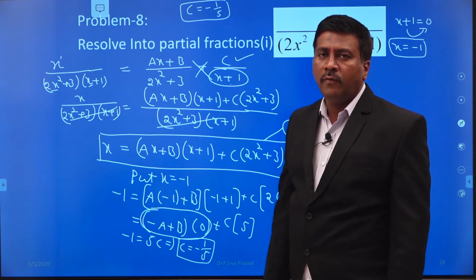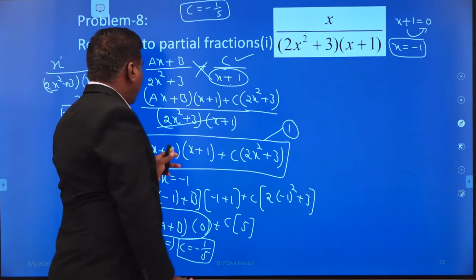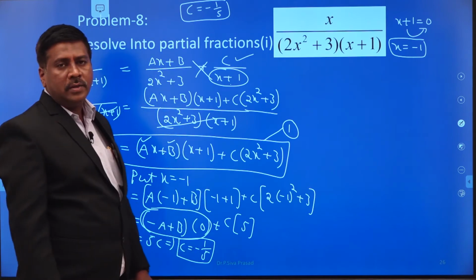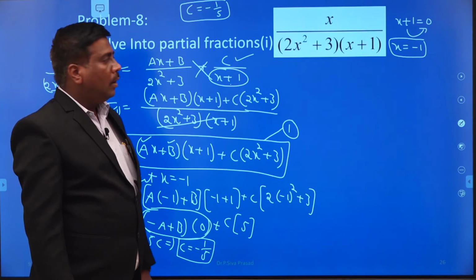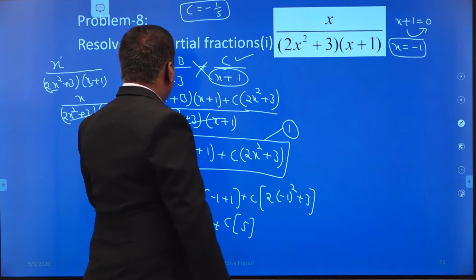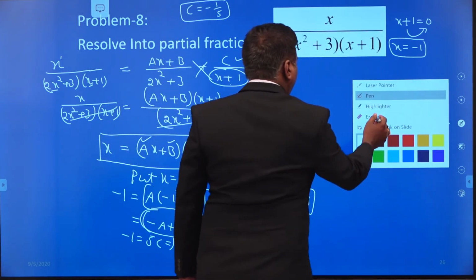Just only for finding the value for C. Now our intention is to find the values for A and B. How will we get the A values and B values? Please see this.